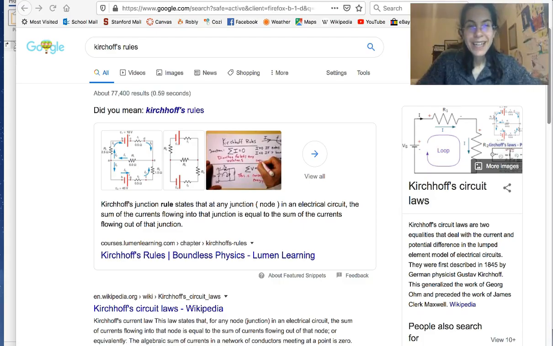We've actually done Kirchhoff's rules in class. We just haven't called them Kirchhoff's rules. We said this was conservation of charge. What goes in must come out. The sum of currents flowing into the junction is equal to the sum of the currents flowing out of the junction. You've been doing this in parallel circuits for ages.